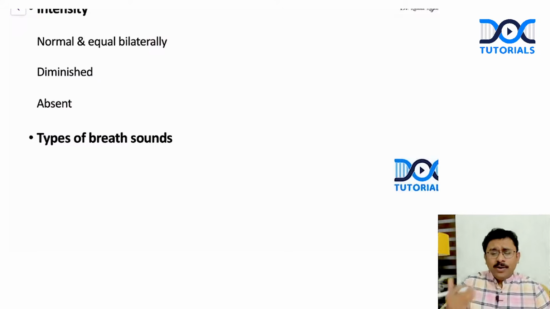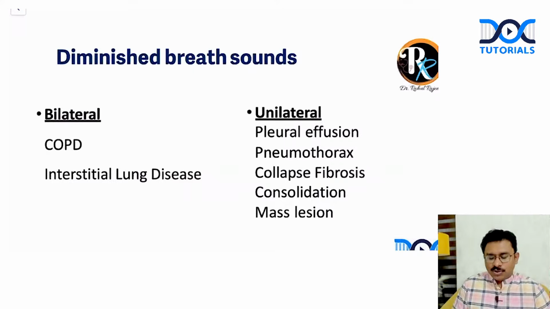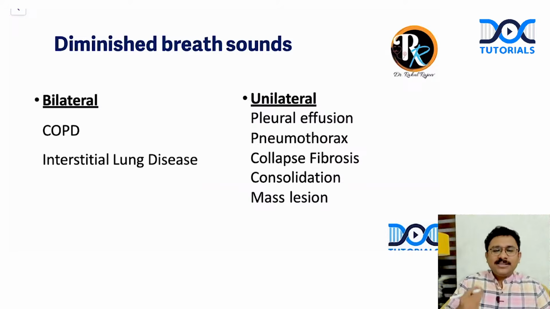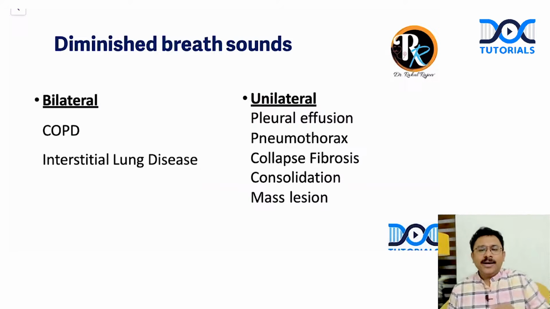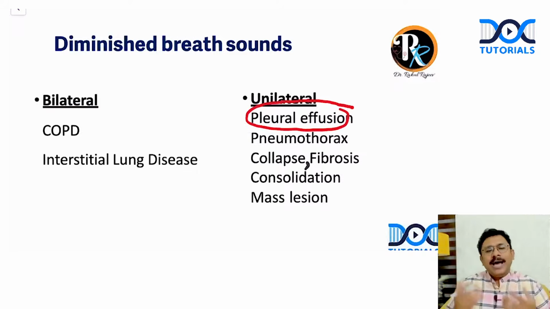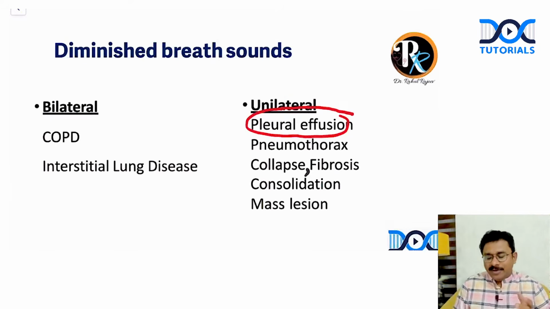Okay. Before we go to the type of breath sounds, let me give you points about the causes of diminished breath sounds. Diminished breath sounds can be bilateral, as in conditions like chronic obstructive pulmonary disease and interstitial lung disease, or unilateral, as in pleural effusion, pneumothorax, collapse, fibrosis, consolidation, and mass lesion. But remember, though I said diminished, in a large effusion you may even have absent breath sounds. So pleural effusion can even produce absent breath sounds. That is also possible. Okay. Even in pneumothorax, you can have absent breath sounds.